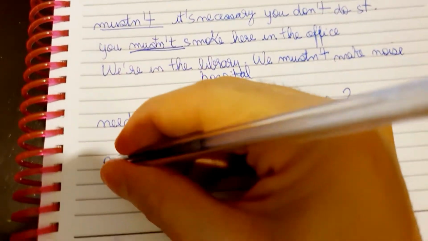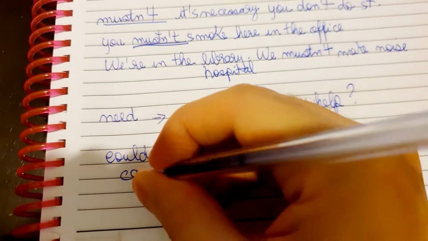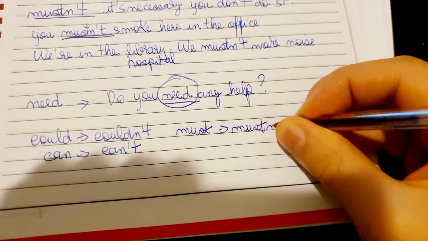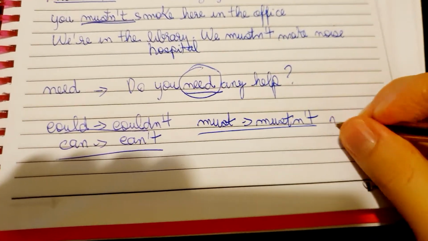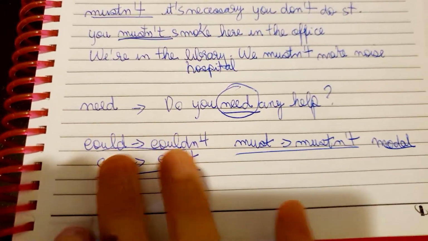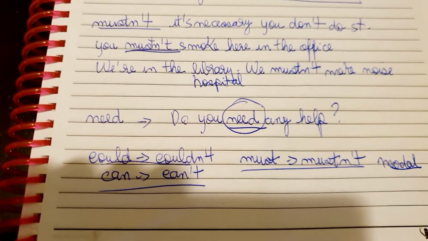Why do I say that? Remember, when you say could, the negative is couldn't. When I say can, the negative form is can't. When I say must, the negative form is mustn't, right? Okay, all these verbs, we can say these are modal verbs, in which you can make the negative from the same verb. You don't need an auxiliary verb. So with the verb need, we have a small exception. We have a situation in which we can use the verb need.